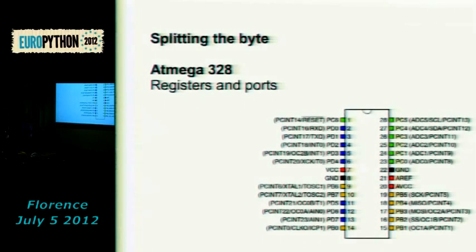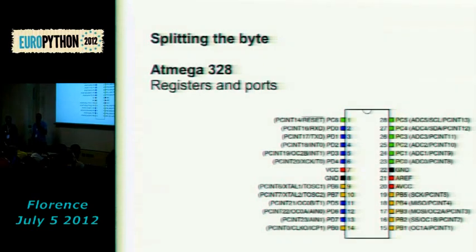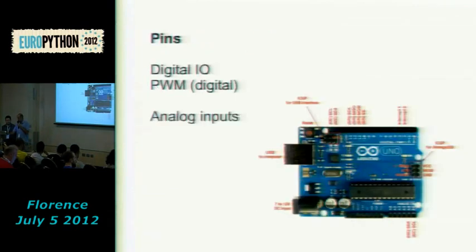Okay, splitting the byte, because these devices are 8-bit RISC devices. And how do we program them? We basically set individual bits of an 8-bit register. We have 3 different ports, which are called port D, you can see in different colors, port B and port C, which are dedicated to groups of 8 pins each. And you can set individually the status of those pins, just by setting 1 bit or clearing 1 bit in those 8-bit registers. So this is basically how it works.